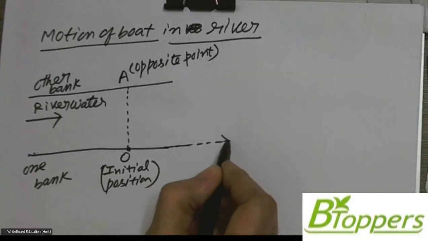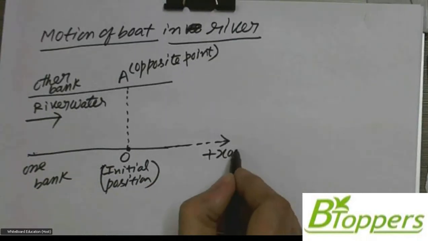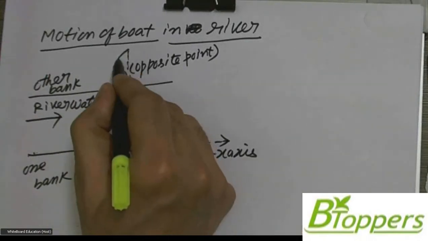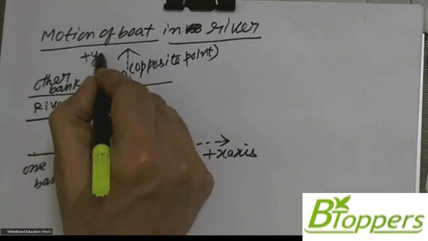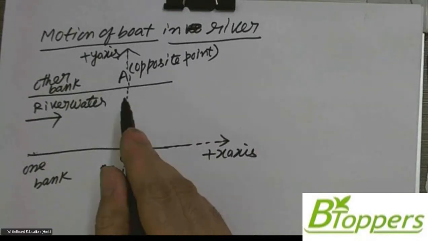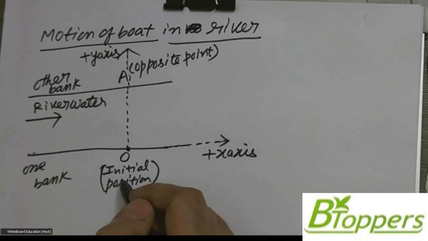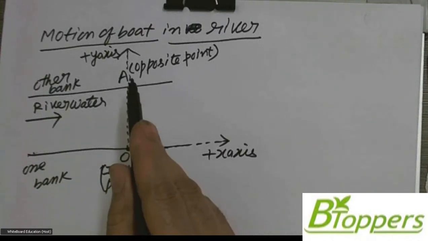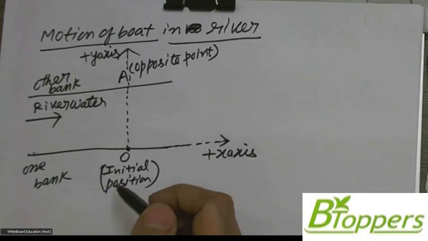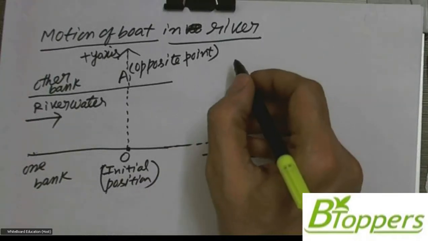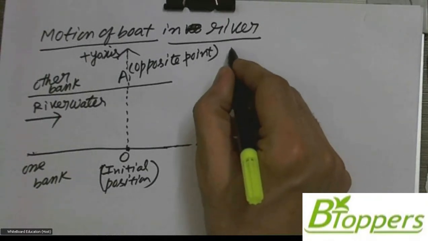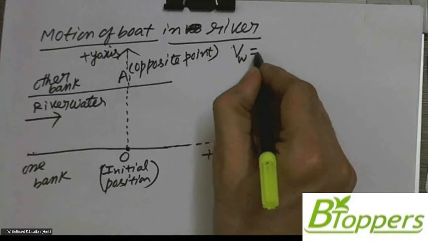I choose the direction of the flow of river water as the x-axis. The direction along the line OA, perpendicular to the flow of river water, that means the direction along the width of the river through the initial position, we take as the y-axis. So in all the problems we are going to discuss, the speed of river water I denote by U.